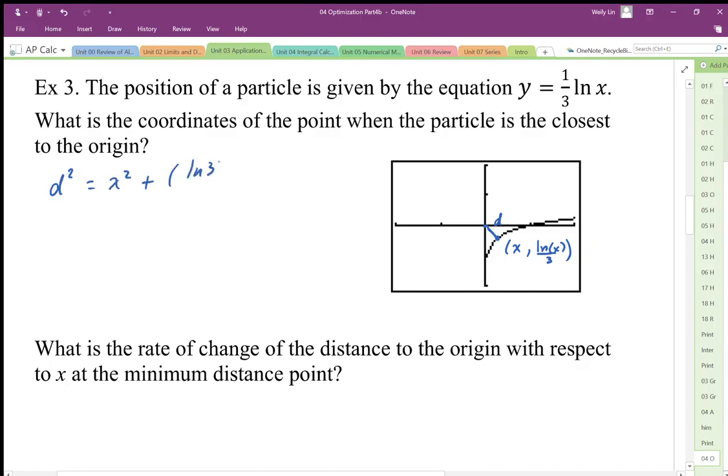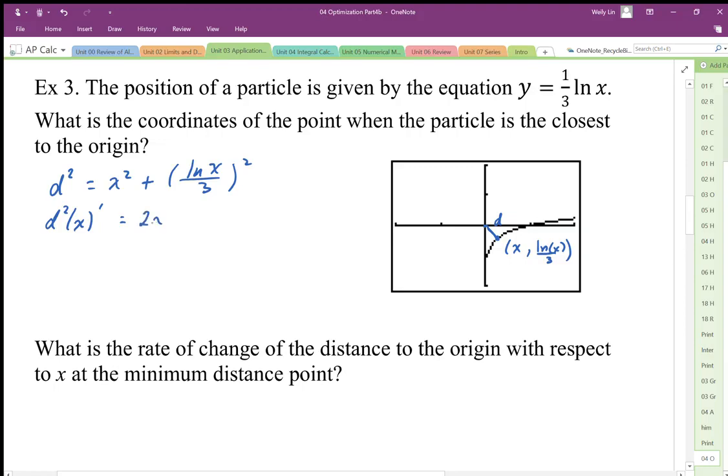Or in this case, it's going to be log of x divided by 3, squared. We can square root this to find the distance, but we can argue that we can find the minimum distance if we minimize d squared. So I'm not going to bother square rooting this, and I'm just going to write it like this: d squared of x prime, and I'm going to differentiate this and minimize this equation.